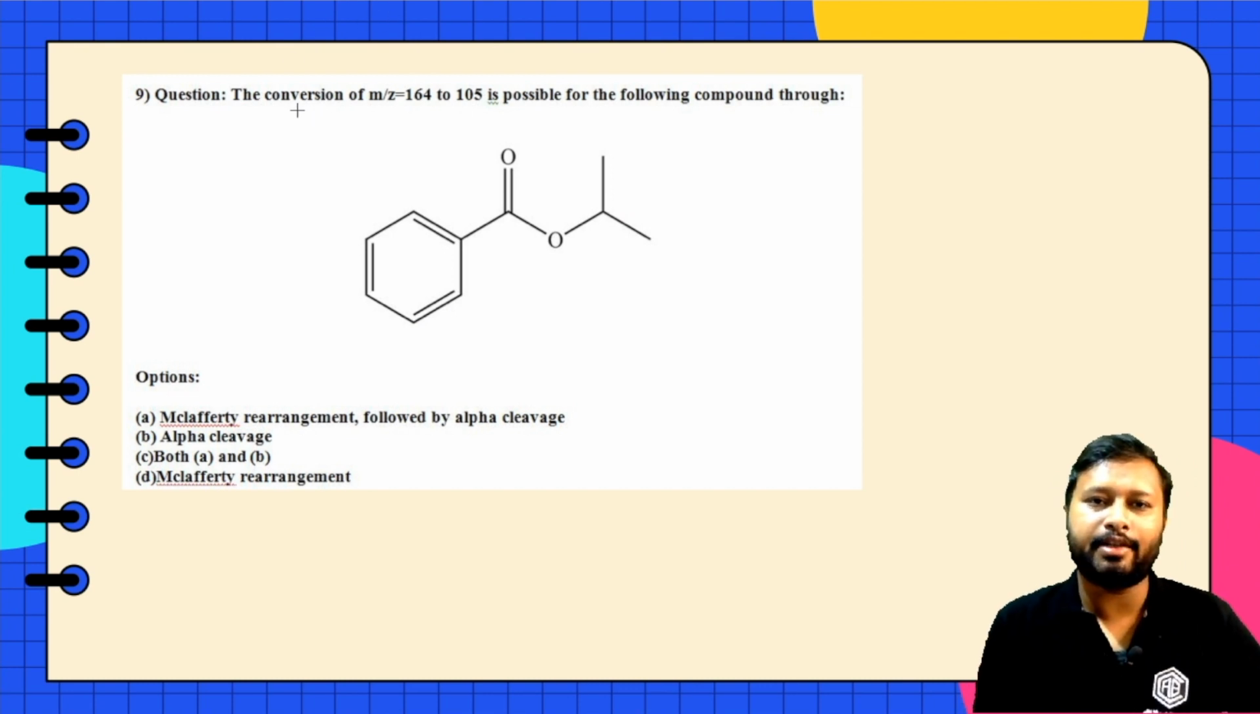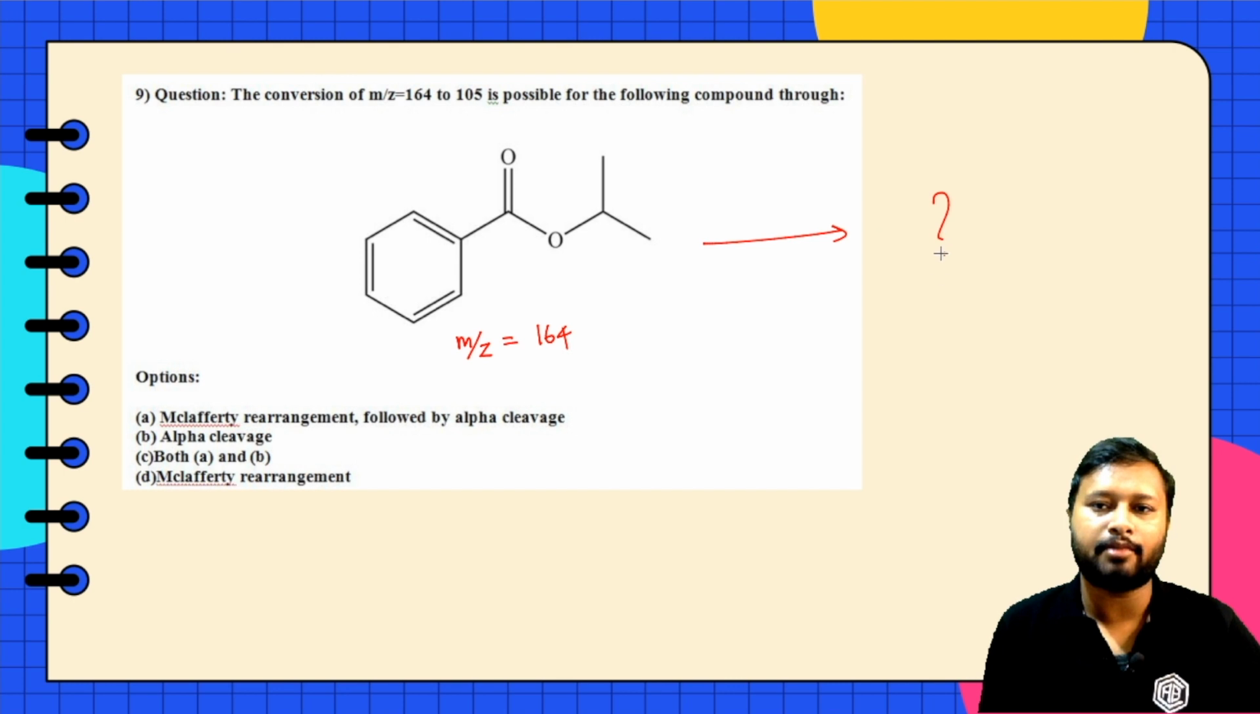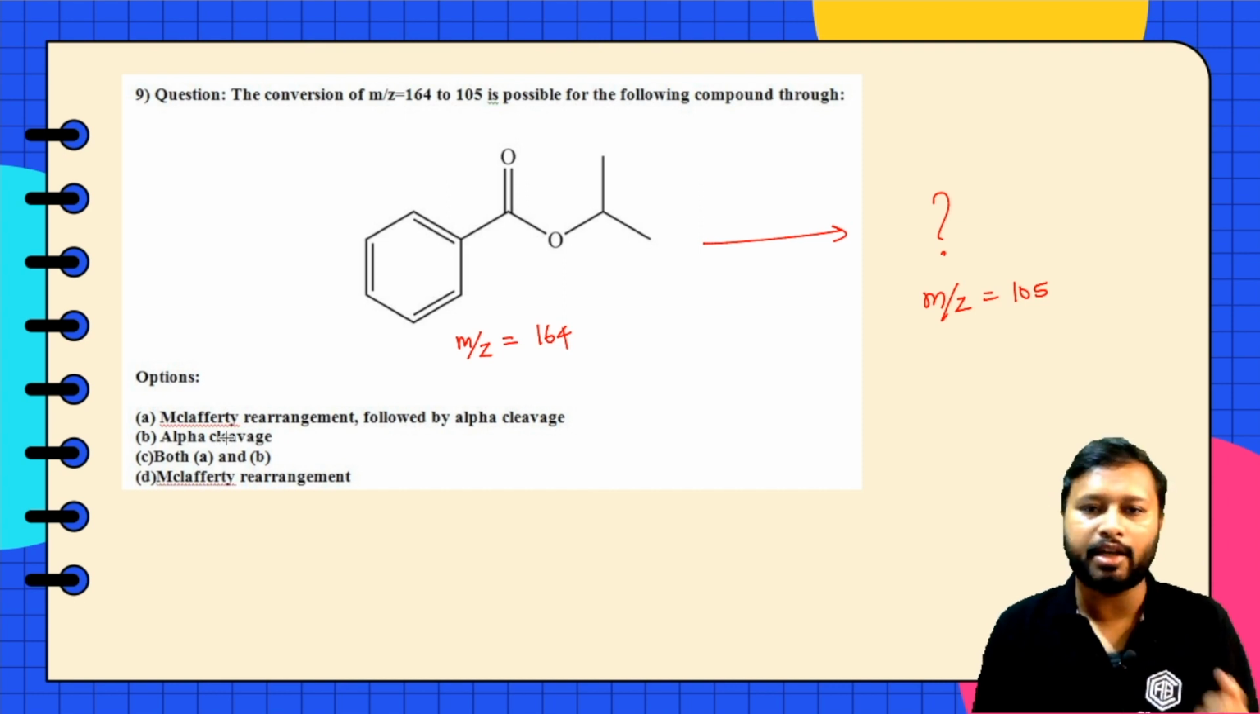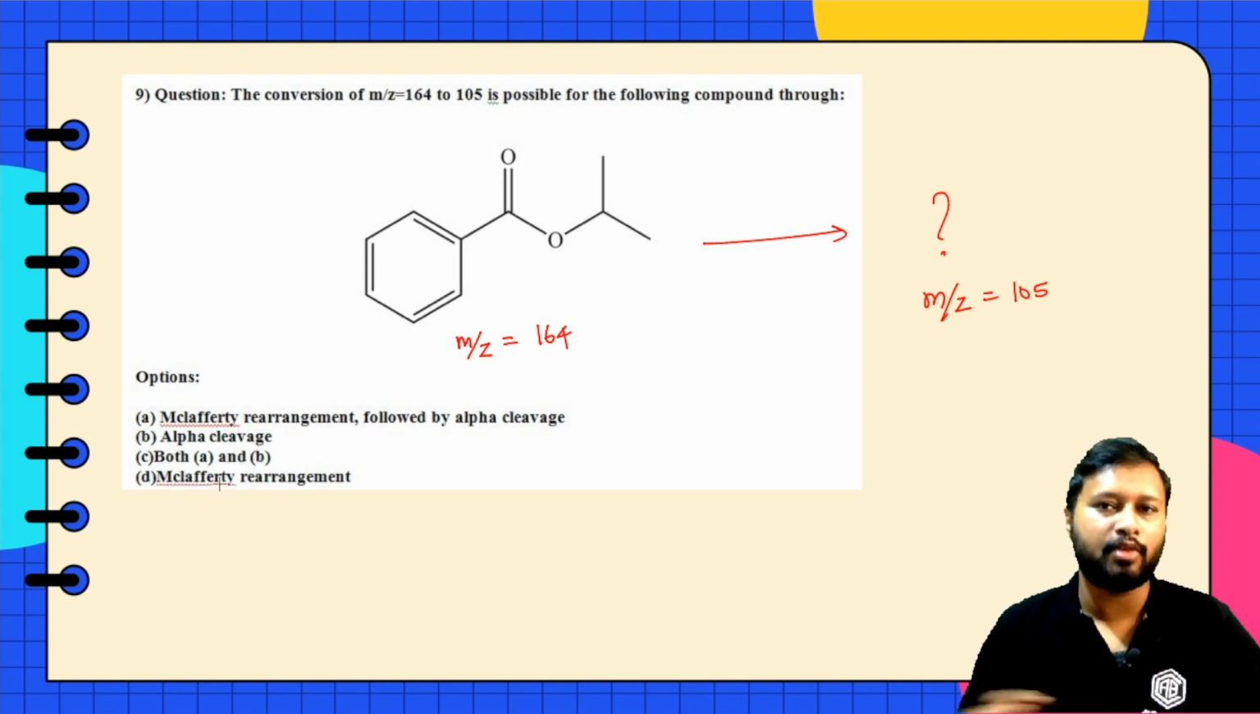Alright, now here is one from mass spectrometry. It says that the conversion of m/z 164 to 105 is possible for the following compound through. This is the compound given to you. If you calculate its m/z, it's 164, but they are telling you that it can be converted into something which has m/z of 105. Now how can you do that? There are options like McLafferty rearrangement followed by alpha cleavage, then alpha cleavage itself, then both A and B, and the last one is only McLafferty rearrangement.